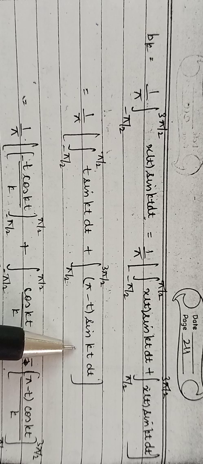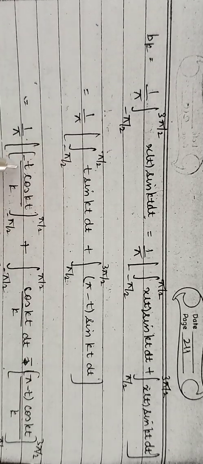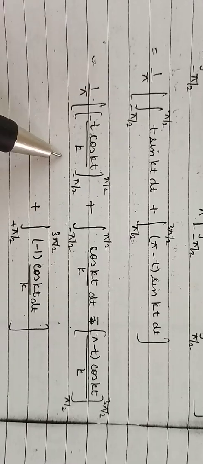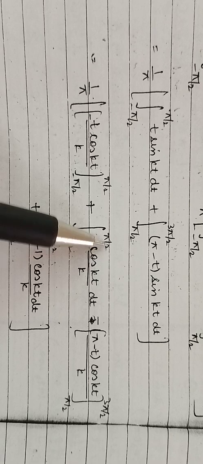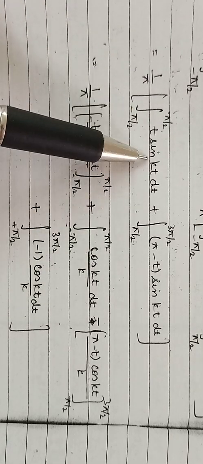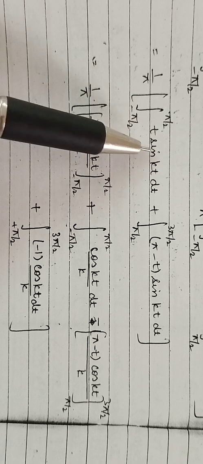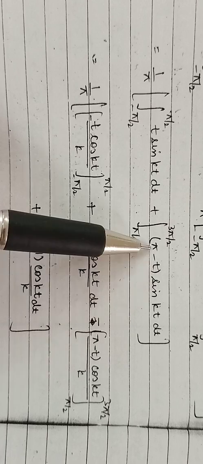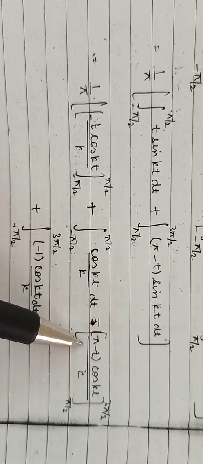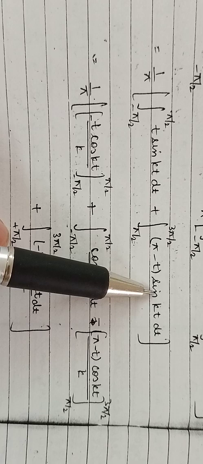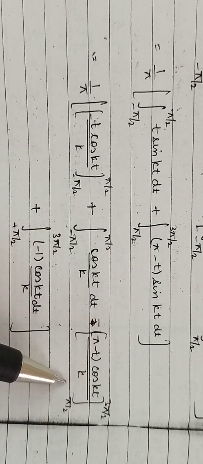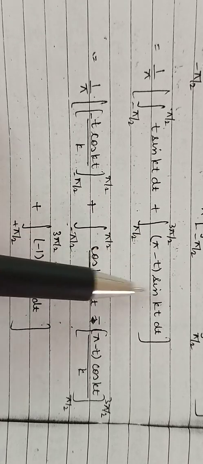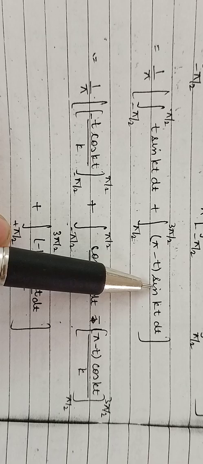Now again using integration by parts here, first function as it is, integration of sin kt, which is minus cos kt upon k, minus integral of derivative of first, integration of second: derivative of t is 1, integration of sin kt is minus cos kt upon k. Here again using integration by parts, first function is pi minus t, that will remain as it is, integration of sin kt, which is minus cos kt by k, minus integral of derivative of first function, which is minus 1, integration of second function, which is minus cos kt upon k.